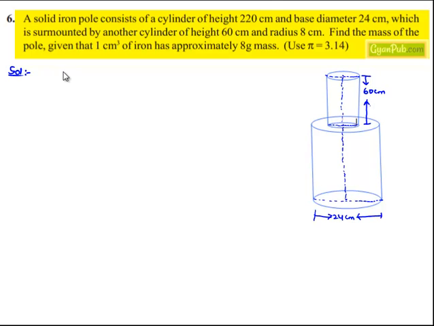Now coming to the solution. Here he has given a solid iron pole which consists of two cylinders of iron, that is, one of dimensions diameter 24 and height 220, the larger one, and the smaller one has a height of 60 centimeters and a radius of 8 centimeters. So now let us note down the dimensions of the larger one.